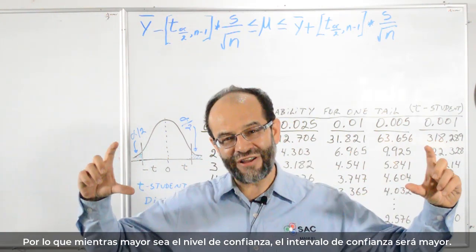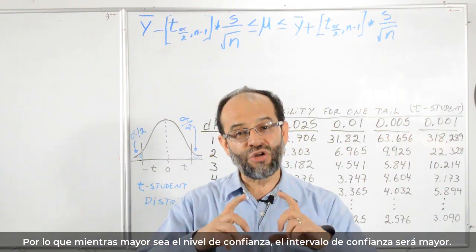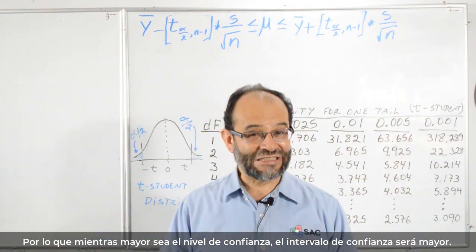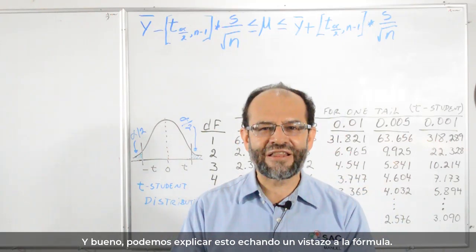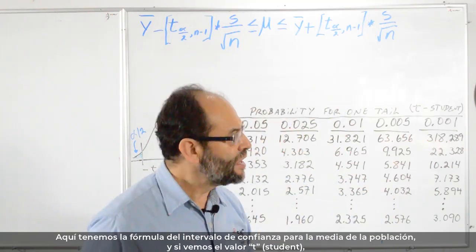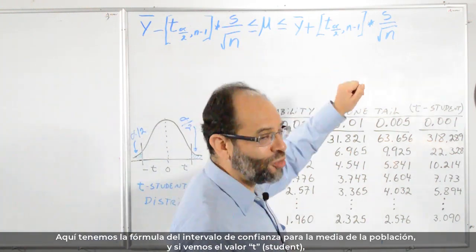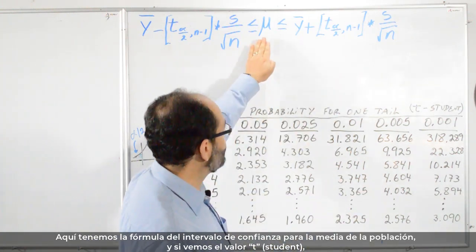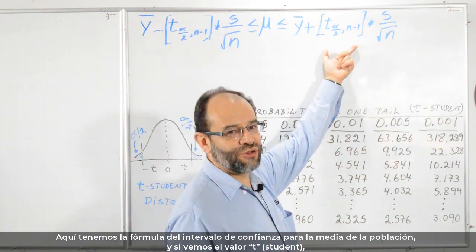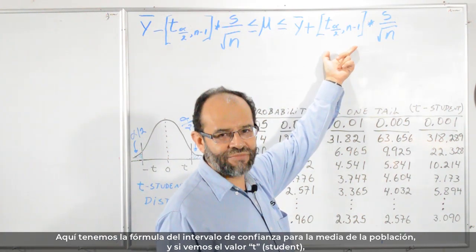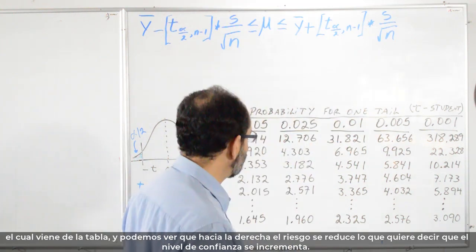So the wider the confidence level, the wider the confidence interval. And we can explain that by taking a look at the formula. If you look at the formula of the confidence interval for the mean of the population, let's look at the t-value, the t-student value, which comes from a table.